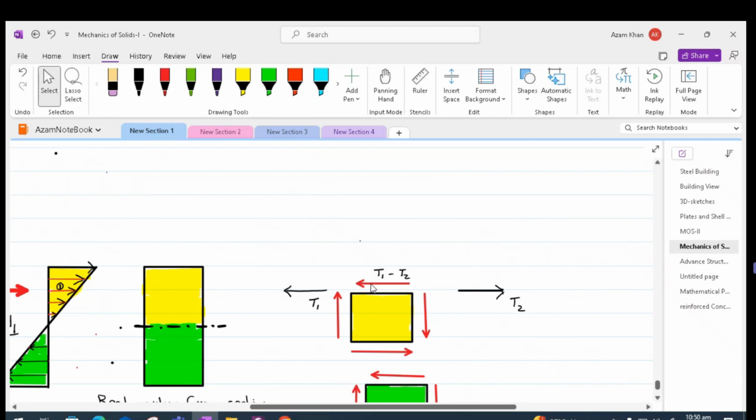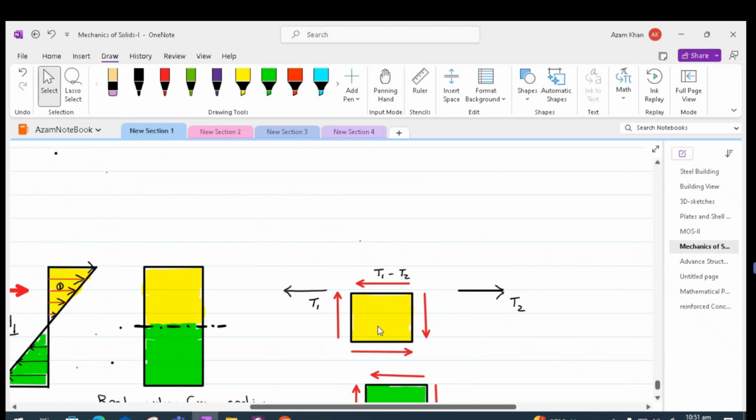In order to avoid that, we have to put an equal and opposite force, T1 minus T2, below our reference element. These two forces, which are equal and have some lever arm, are able to cause a moment in the counterclockwise direction. In order to overcome this moment, we have to provide another moment in the clockwise direction. So essentially, this shaded part, which is isolated as a free body, has been equilibrated.